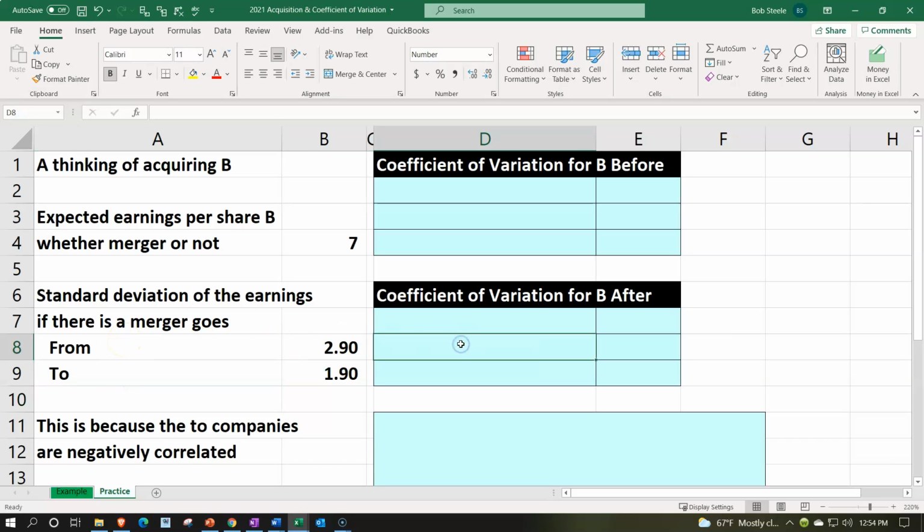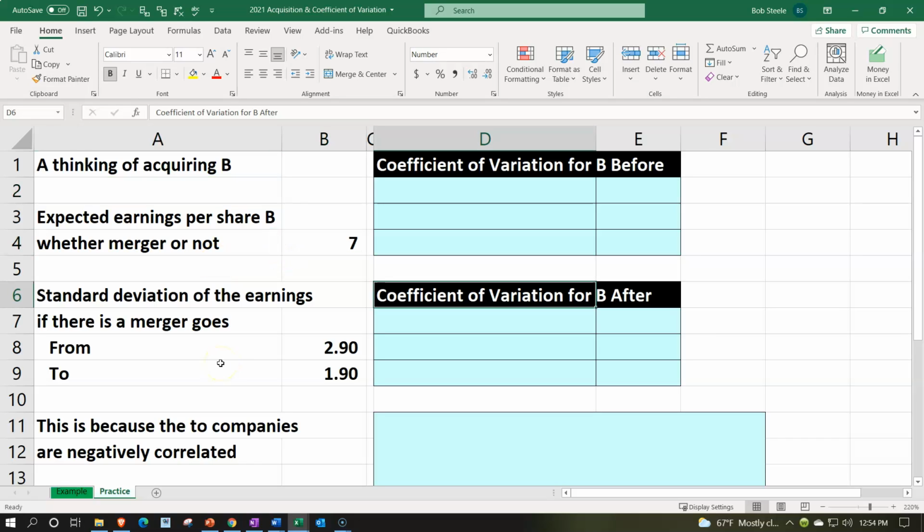Going to populate that into the blue area on the right-hand side, looking at an acquisition type of situation where one company is thinking of acquiring another. In this case, A is thinking of acquiring B company. The expected earnings per share for B, the company to be acquired, whether the merger happens or not, we're going to assume to be 7.